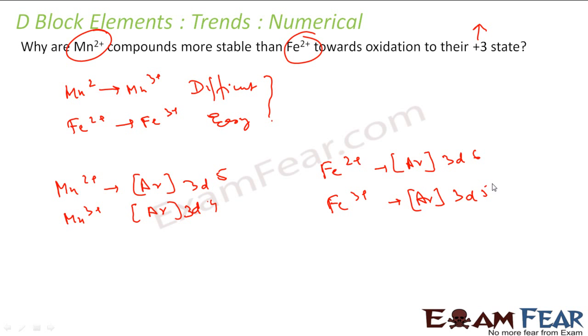Now you can see Fe3+ is stable, 3d5, but Fe2+ is not that stable, it is 3d6. So Fe2+ will have a tendency to become Fe3+ because it will attain extra stability. If we talk about Mn2+, it is stable, 3d5. Mn3+ is not stable because it is 3d4, so it will not have a tendency to form Mn3+. It's all about stability, so most of your answers will be in the electronic configurations.